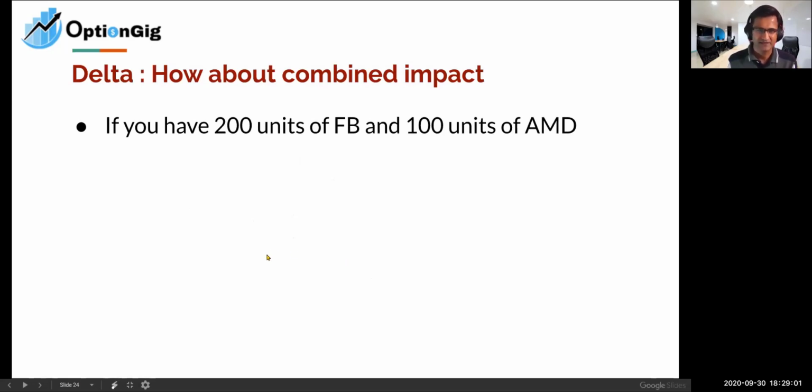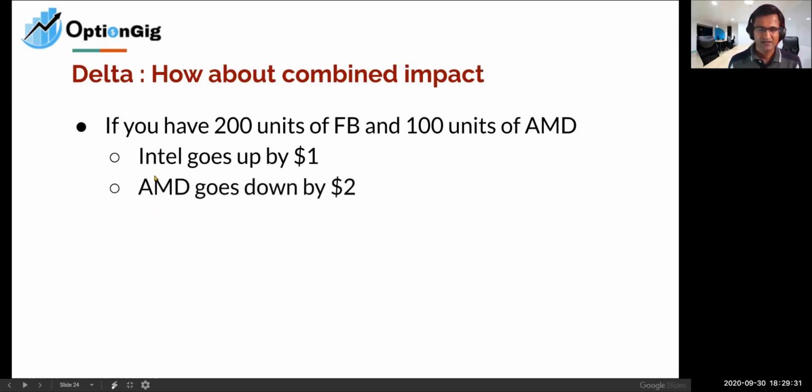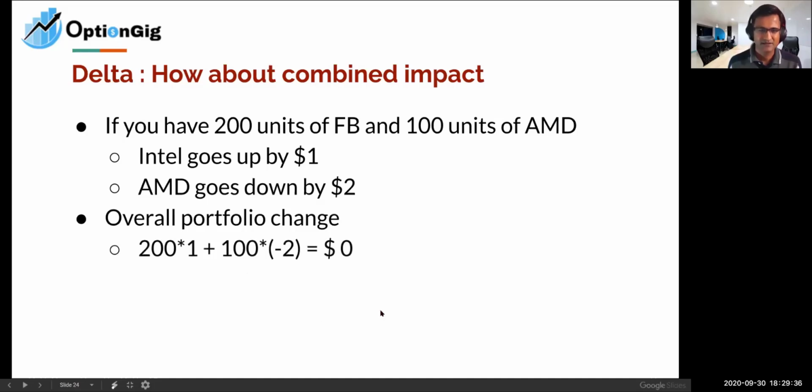That makes things interesting. Because till now, we have only been looking at individual ticker level. We started with individual trade level, then we moved on to individual ticker level, right? How to find the impact of FB moving, how to find the impact of AMD moving. But we never looked at what will be the impact on portfolio if I have both of them and they move, right? So if Intel goes up by $1, AMD goes down by $2, portfolio is zero.